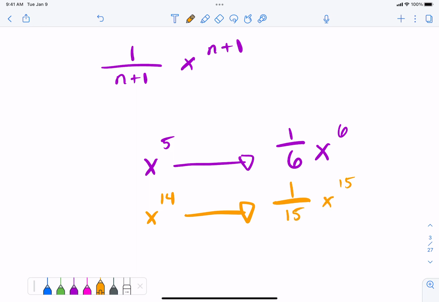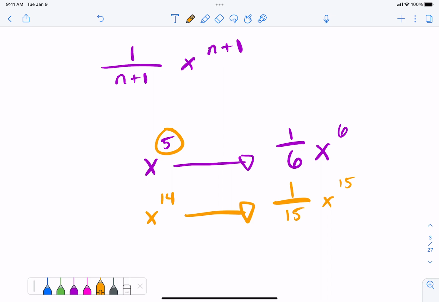Now let's do one where it has a 3 in front. Wait, we're not even on board. Okay, do you see the pattern? No, I don't. When she puts it up there, that's all you're looking at: the 5th power. Add 1, that's 6. 1 over 6, x to the 6th.